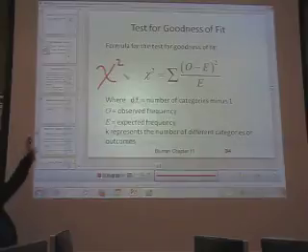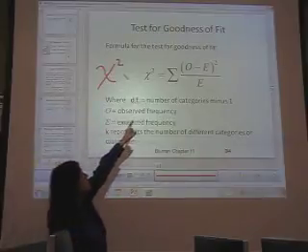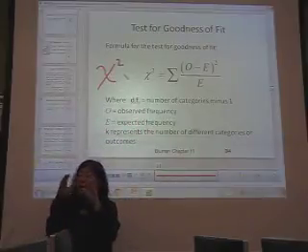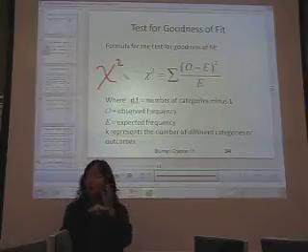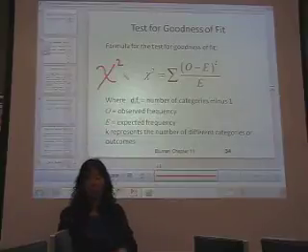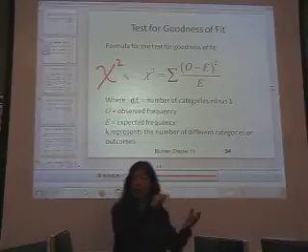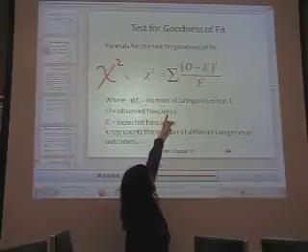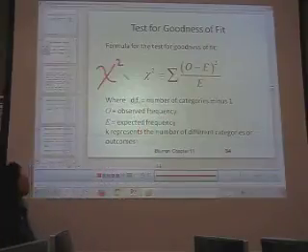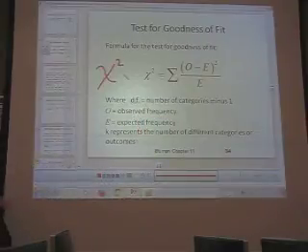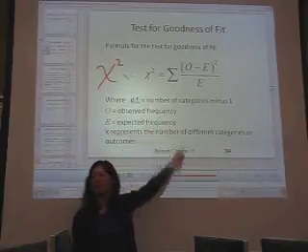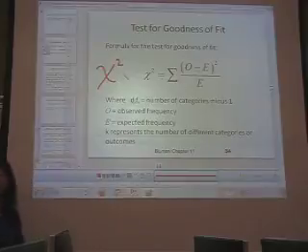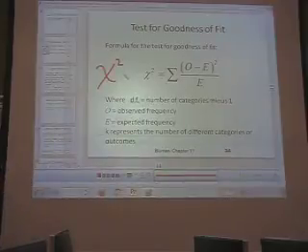So chi squared is the sum of, you take every single O, observed value, subtract the expected value, so see how far it is from the expected value, square it, and divide by the expected value. You do that for each individual category, and then you sum them, you add them up. That's your chi squared. Degrees of freedom is the number of categories minus 1. Okay, so far?